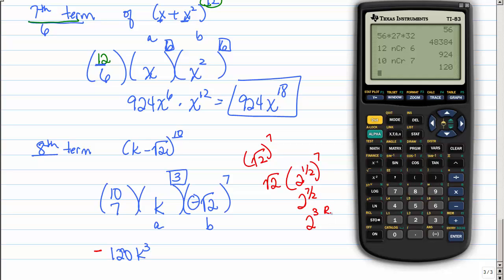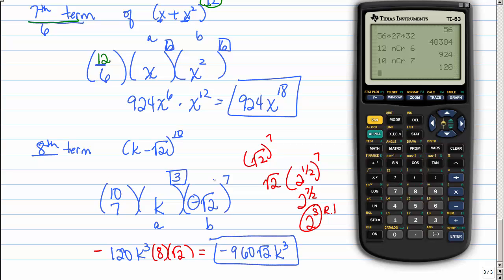over. Well, 2 cubed is 8. And that 1 left over would be the square root of 2. So 120 times 8 is going to be negative 960 square root of 2 k cubed. I know those square roots are kind of odd, but it's not so bad.